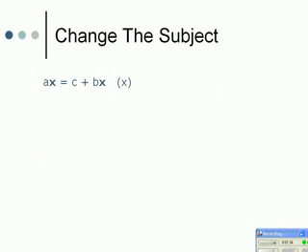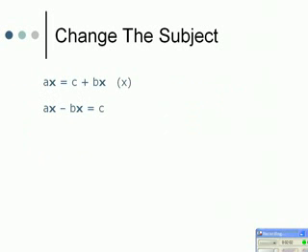Ax equals c plus bx. And we're trying to make x the subject of the formula. As you notice now, we've got an x that appears twice. So what I've got to do is get the x's all on one side. The opposite of adding a bx is to take a bx away. So now I've got ax minus bx equals c.